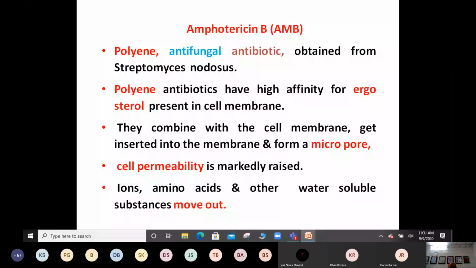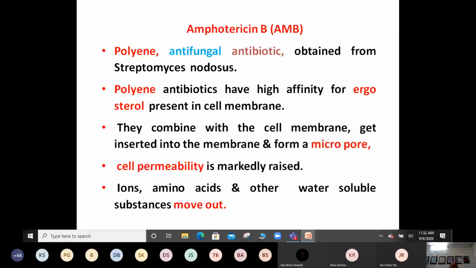Now, what is the nature of the drug? This drug is a polyene. It is antifungal and it is an antibiotic. Antibiotic means it is obtained from certain organisms. What are these organisms? Streptomyces nodosus. So it is obtained from living organisms, but it is lethal to other living organisms in a very minute concentration. It is antifungal in nature. Chemically, it is a polyene.